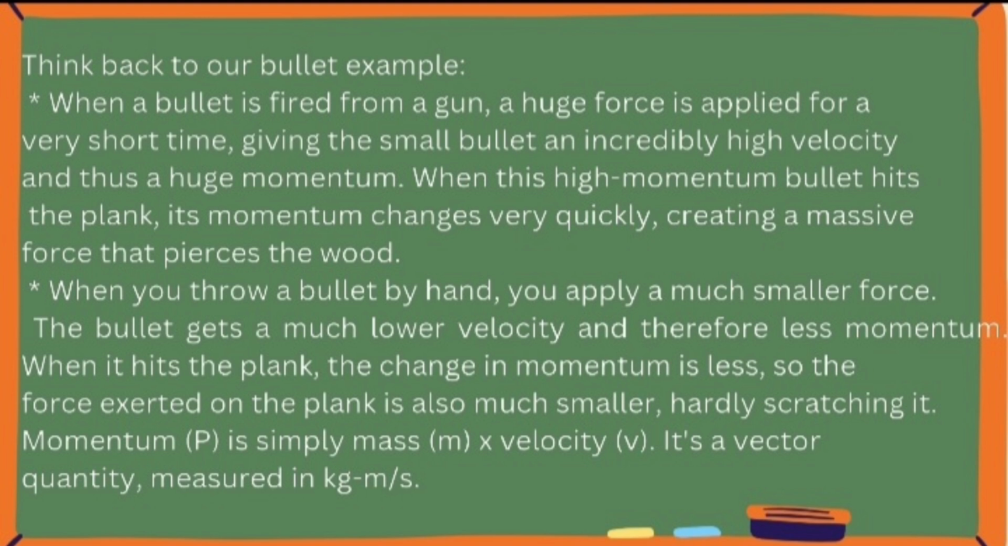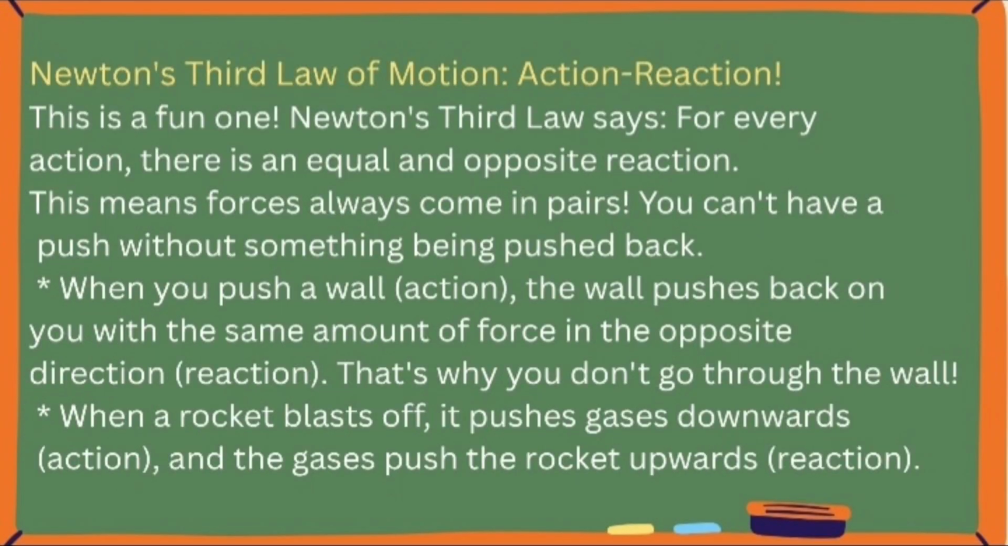The bullet gets a much lower velocity, and therefore less momentum. When it hits the plank, the change in momentum is less, so the force exerted on the plank is also much smaller, hardly scratching it. Momentum, p, is simply mass, m, times velocity, v. It's a vector quantity, measured in kilogram meter per second.